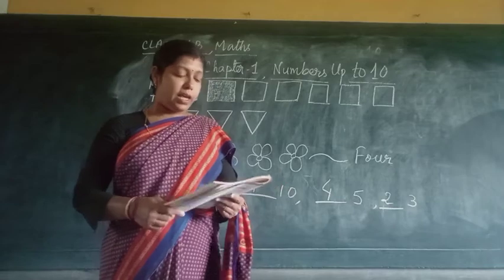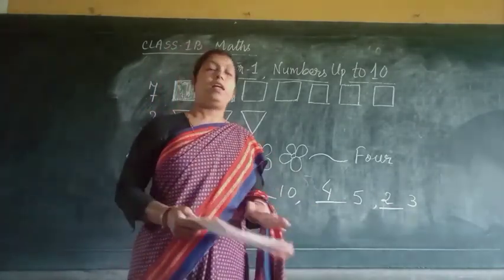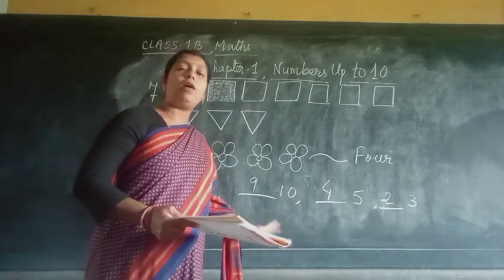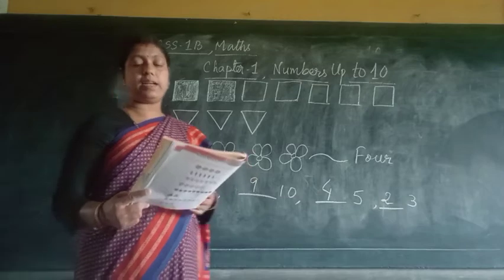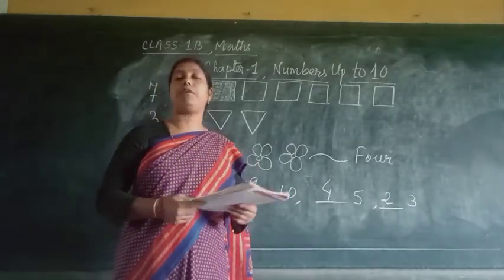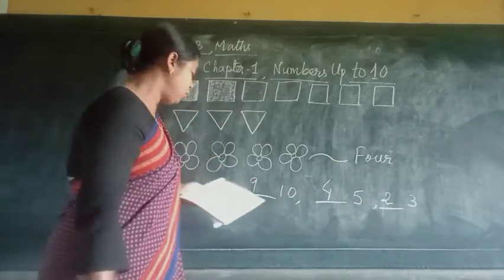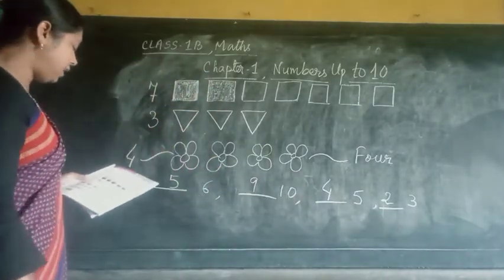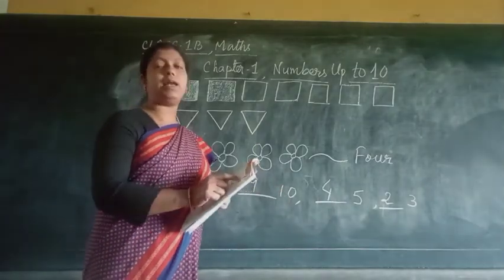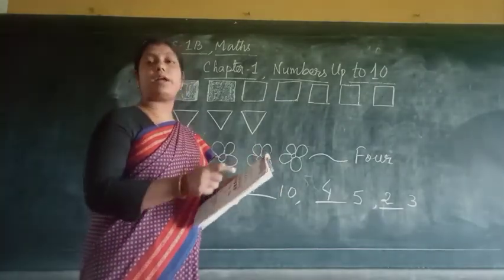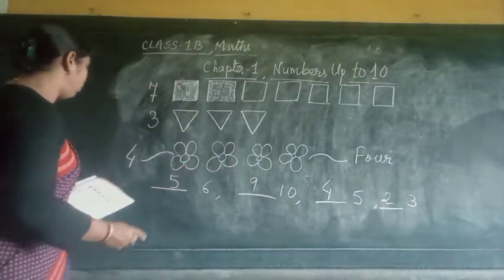Next one you see, count the objects and write the number which comes just after it. This we were doing before. Now we are going to do after. We have to write down the number that comes just after. Use the number line if you want. Here already one number line is given. If you don't know you can refer to the number line. But I hope all of you know, isn't it? All these things you know.